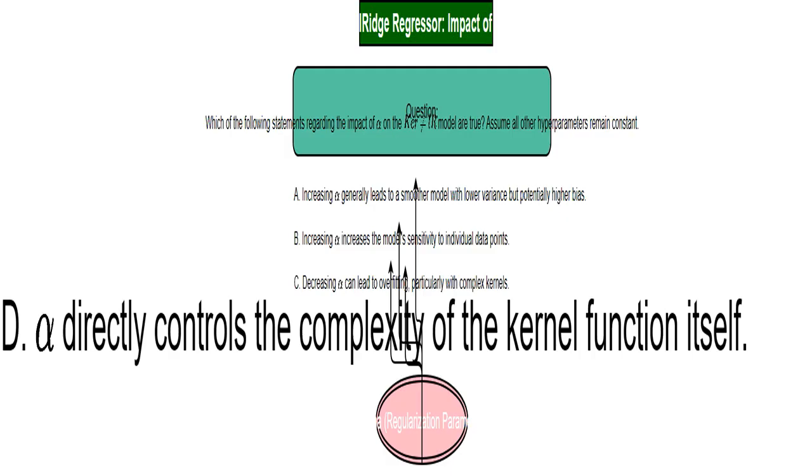I'll say, that's incorrect. The ALPHA parameter doesn't affect the kernel itself. You choose the kernel, like RBF, linear, or poly, separately. ALPHA only impacts how well the chosen kernel fits the data. Think of it like this. You select the type of paintbrush, and ALPHA determines how precisely you use it.